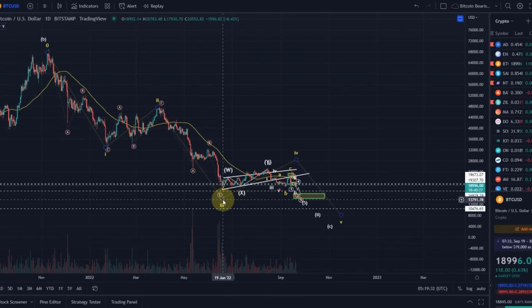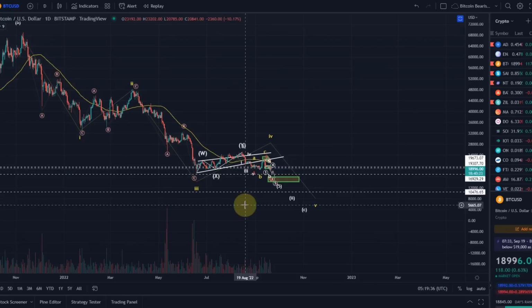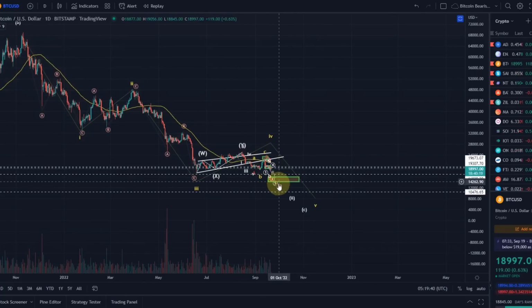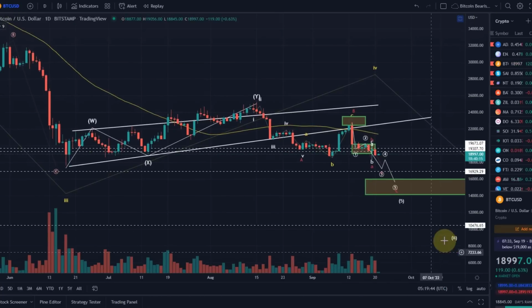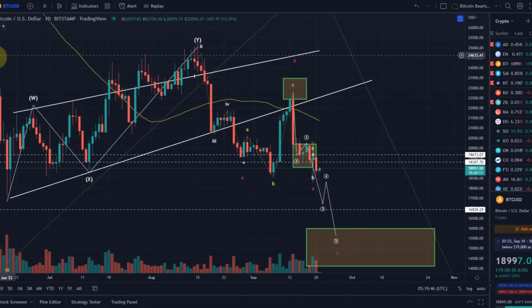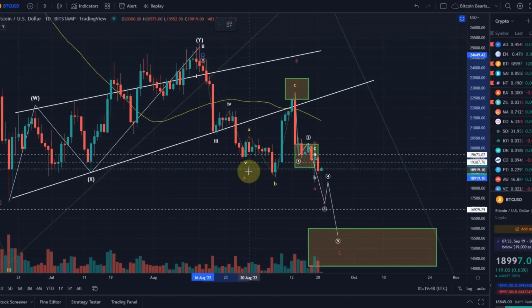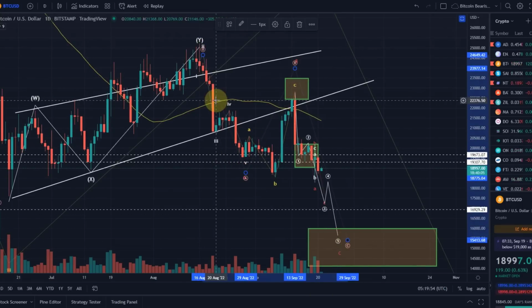This here, a wave 4, corrective pattern, WXY, ABC, possible. And then we're on the way down in an ABC pattern as well, in a 3-wave move, as I've indicated here on the chart, in this case in red, but it's the same story. Where are we? A, B, C. So hopefully that makes sense now.